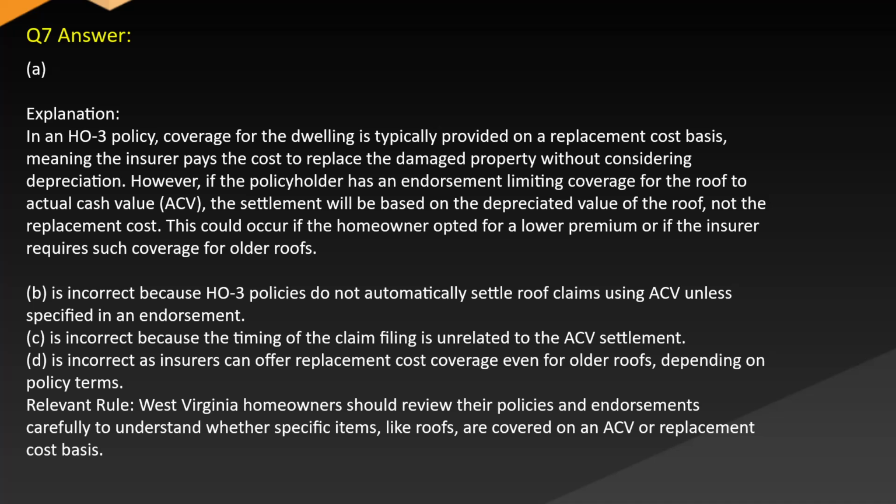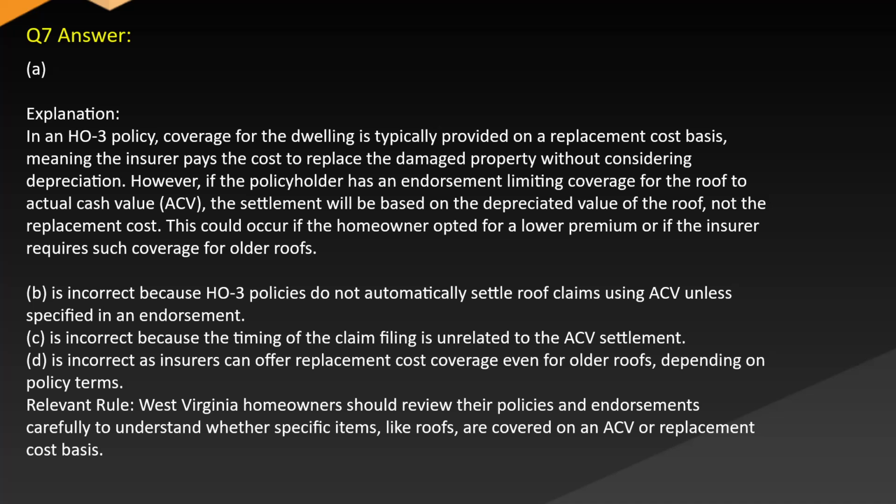Answer A. Explanation. In a HO3 policy, coverage for the dwelling is typically provided on a replacement cost basis, meaning the insurer pays the cost to replace the damaged property without considering depreciation. However, if the policyholder has an endorsement limiting coverage for the roof to actual cash value, the settlement will be based on the depreciated value of the roof, not the replacement cost. This could occur if the homeowner opted for a low premium or if the insurer requires such coverage for older roofs.